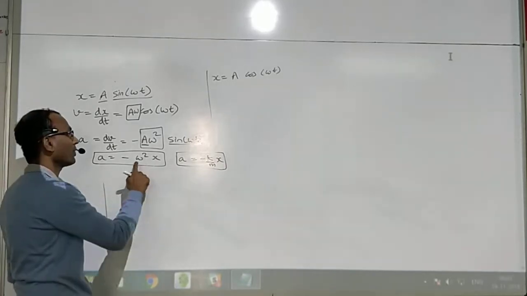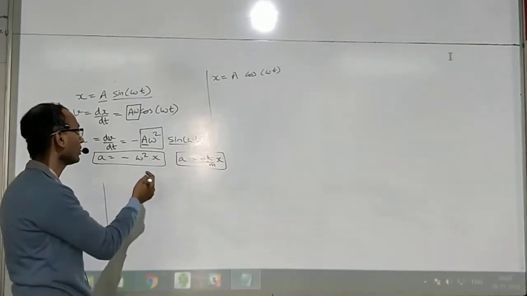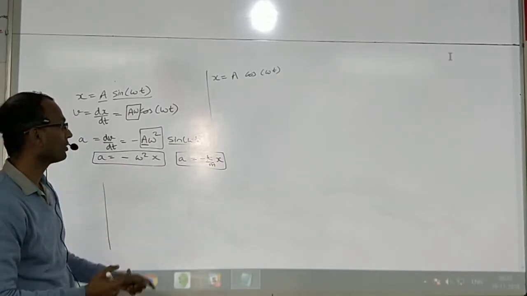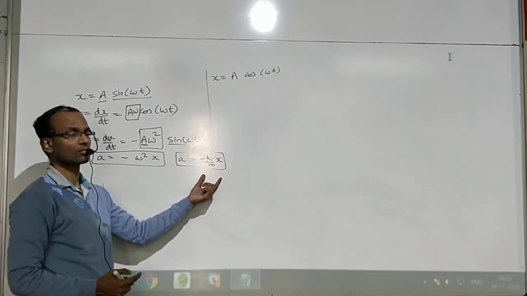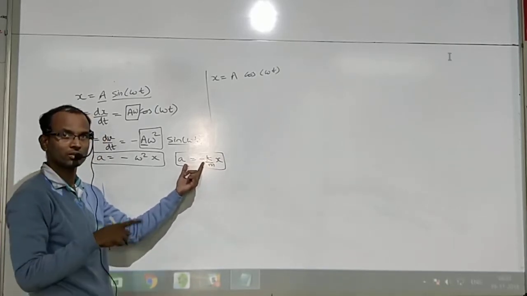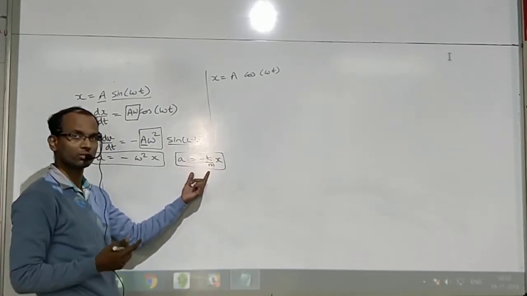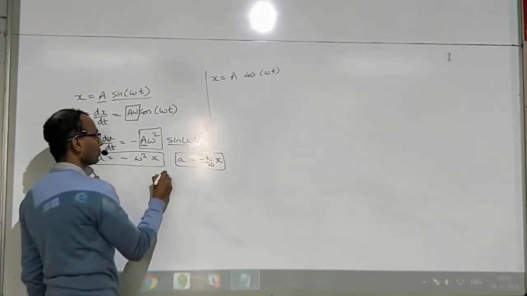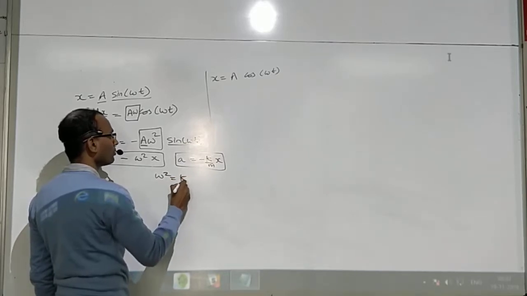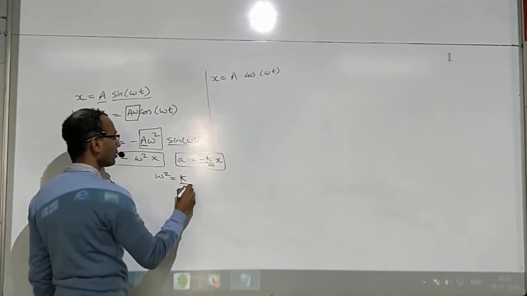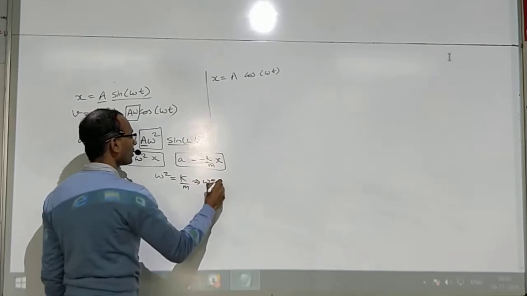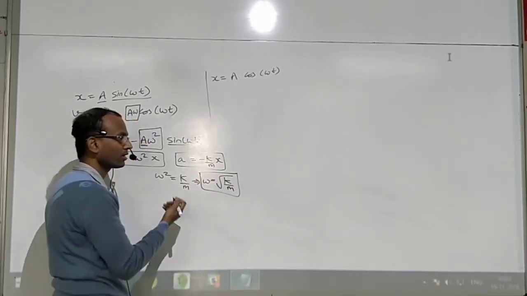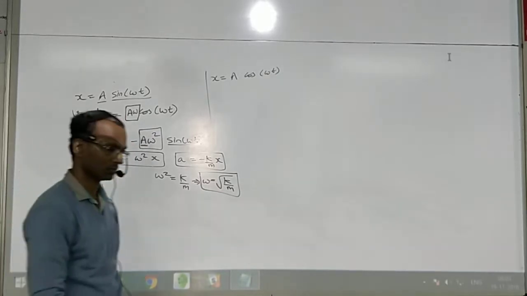If you compare these two equations, you get a relation for omega, the constant omega, in terms of the properties of the system. k is the spring constant if it's a spring-mass system, and m is the mass of the object attached to the spring. So what do you get? Omega squared is k by m, so omega is root of k by m. This gives you some physical insight into how it oscillates.